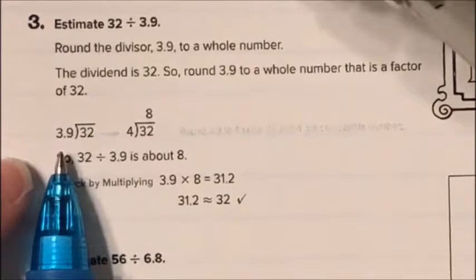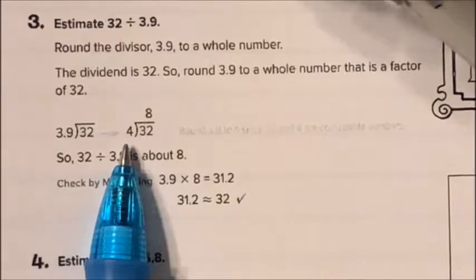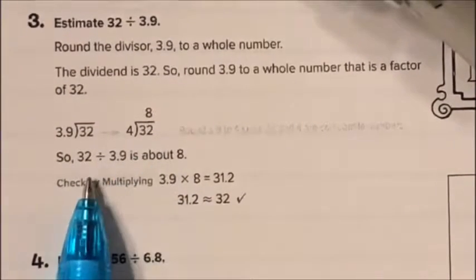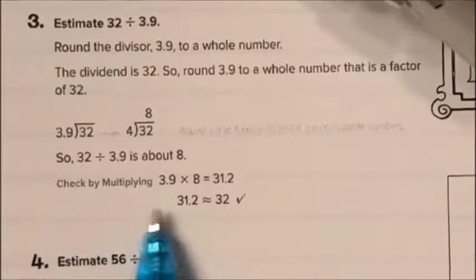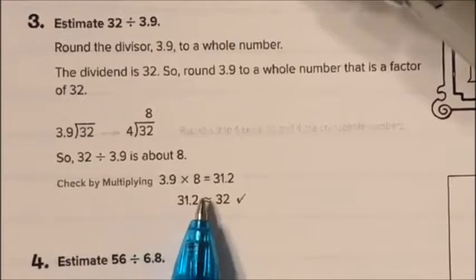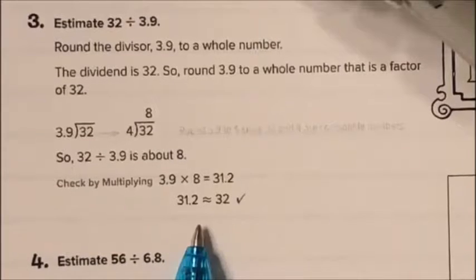So I'm going to round 3.9 to 4 because 4 is a factor of 32. 32 divided by 4 gives me 8, so 32 divided by 3.9 is about 8. I can always double check by multiplying just to make sure. I can take 3.9 times 8 equals 31.2, which is very close to 32.